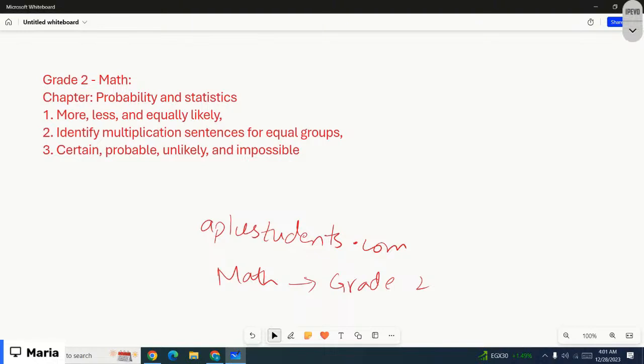We're going to start with the chapter probability and statistics, and the lessons we're going to cover today are more, less, or and equally likely. Identify multiplication sentences for equal groups. Certain, probable, unlikely, and impossible. So let's just start with the lesson.